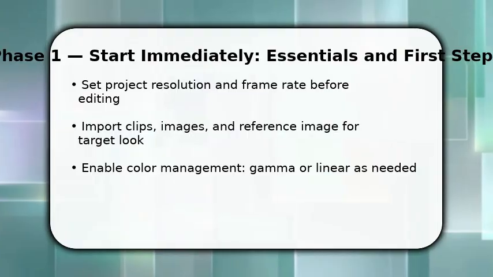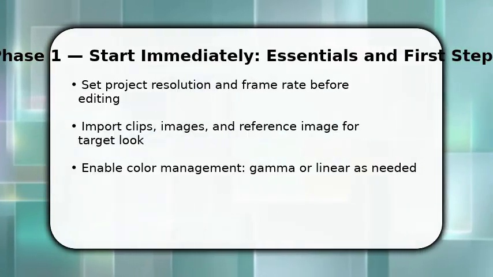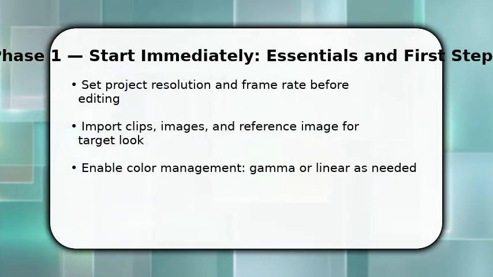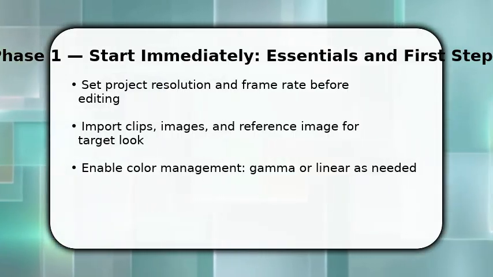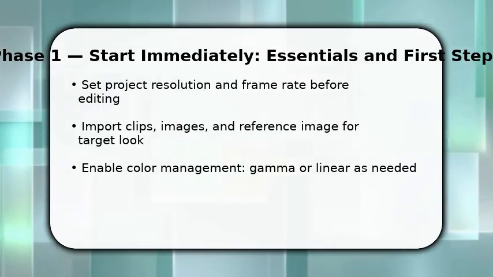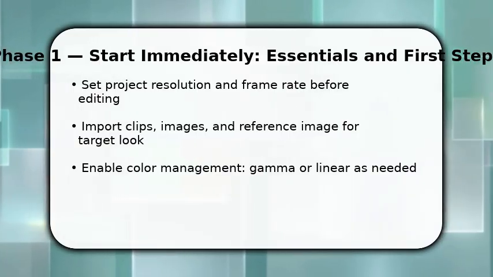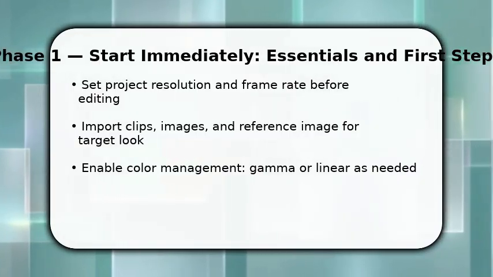You start by matching project settings to your footage, resolution, frame rate, and color space, because consistency prevents surprises later. Once imported, place your primary clip on the timeline and add a reference image on a secondary layer so you can compare hues. Now tap the clip, open Effects, and add a basic color correction node.